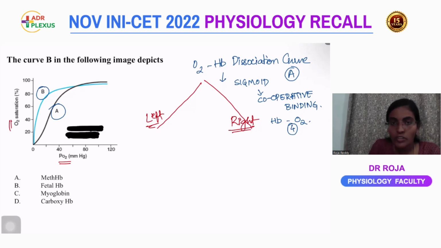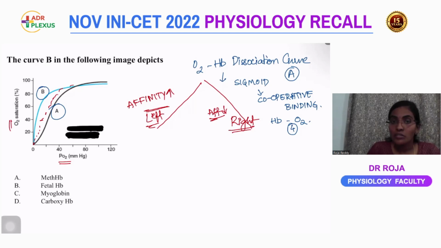So what does a shift of the oxygen hemoglobin curve to the left mean? It means the affinity is increased. It means that at a lesser partial pressure only, oxygen hemoglobin binding is seen. So the left shift means increased affinity, or right means affinity is reduced.